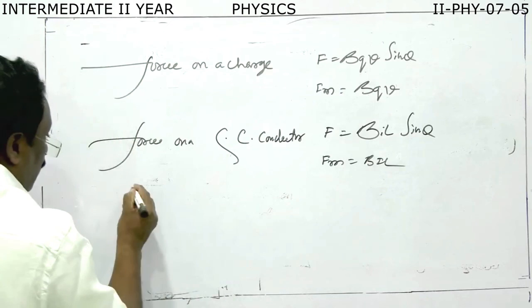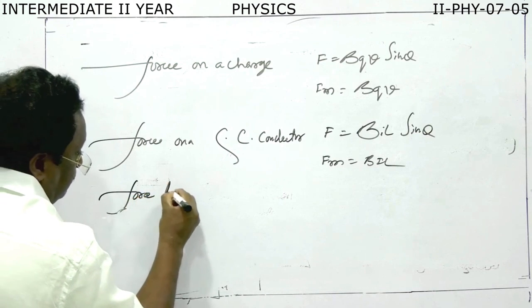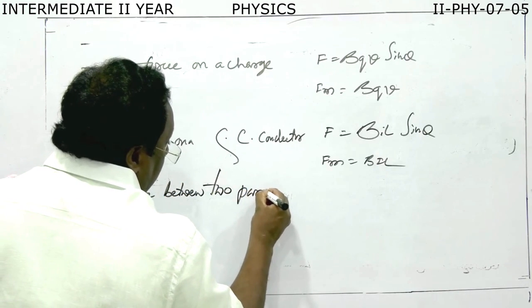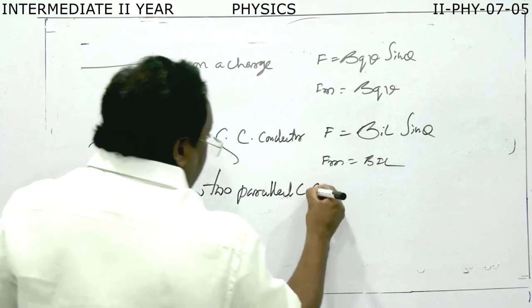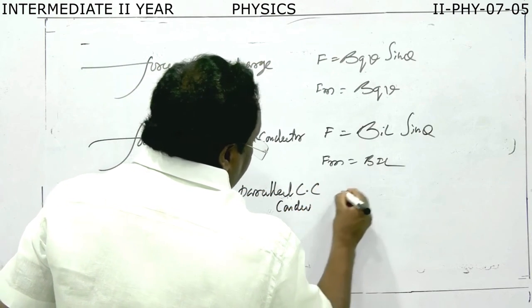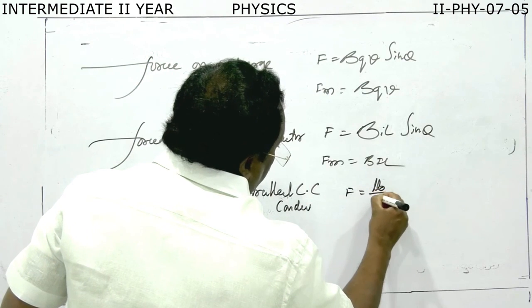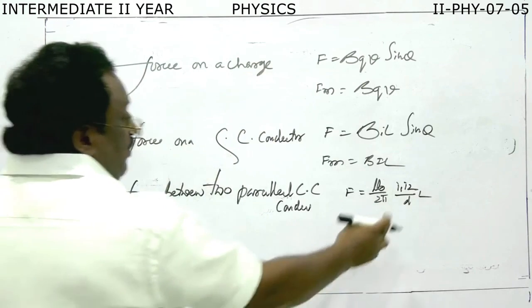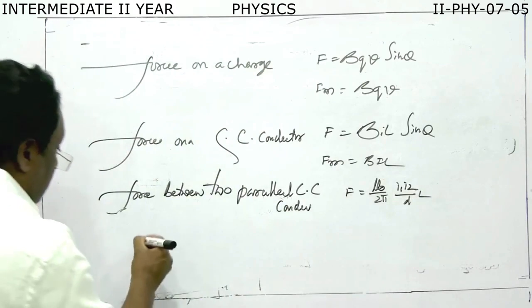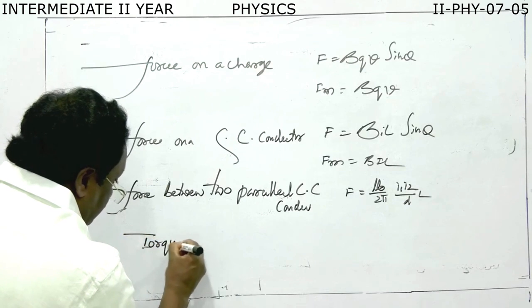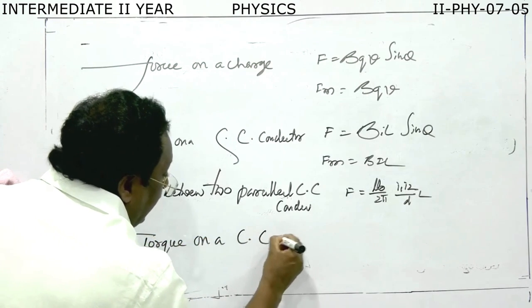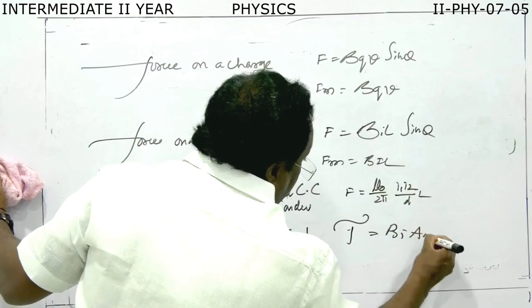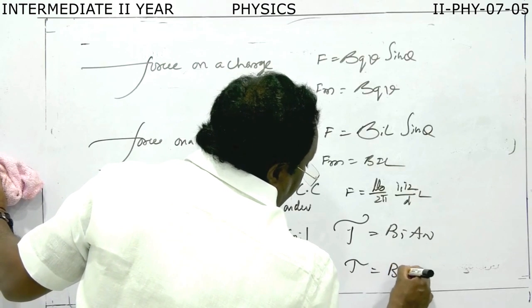Now, force between two parallel current carrying conductors: F is equal to mu naught by 2 pi, I1 I2 by d. If you want force per unit length, divide by the length. Now, the torque on a current carrying coil: the maximum torque is BIAN, or torque is equal to BIAN sin theta.